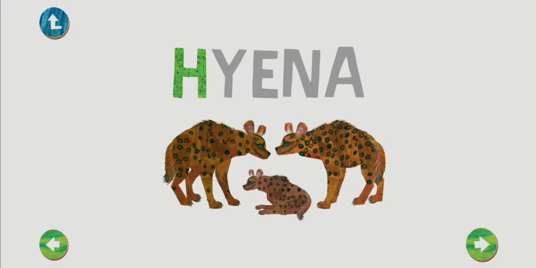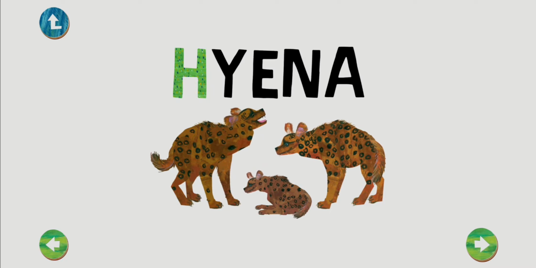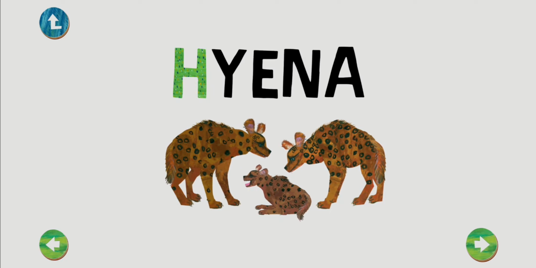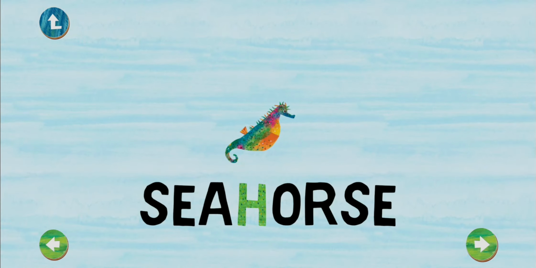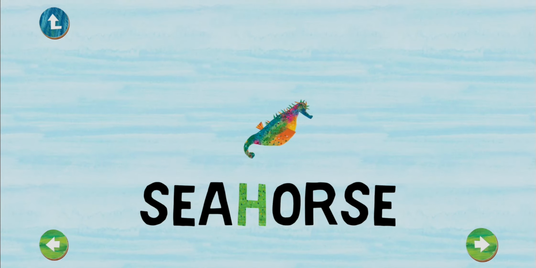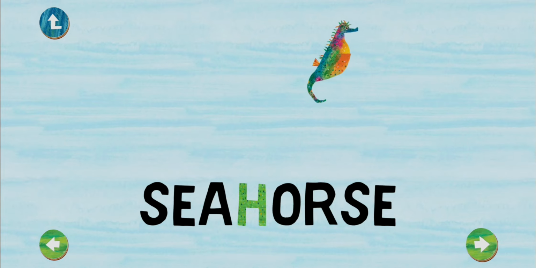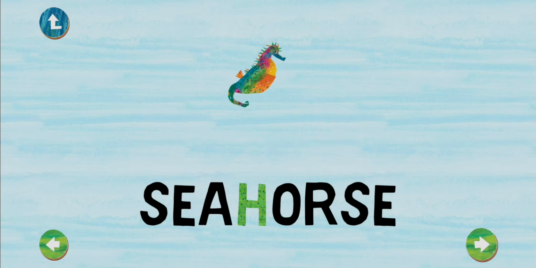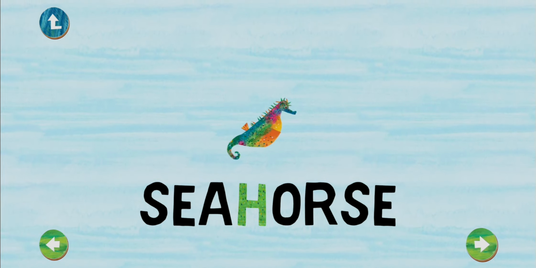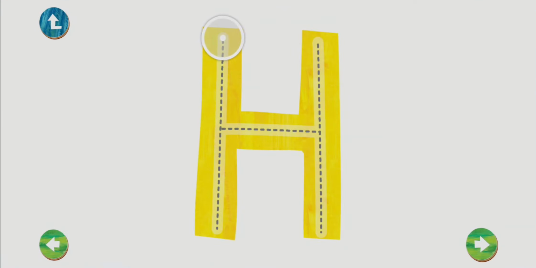H is for hyena. H is in the word seahorse. Trace the letter H with your finger.